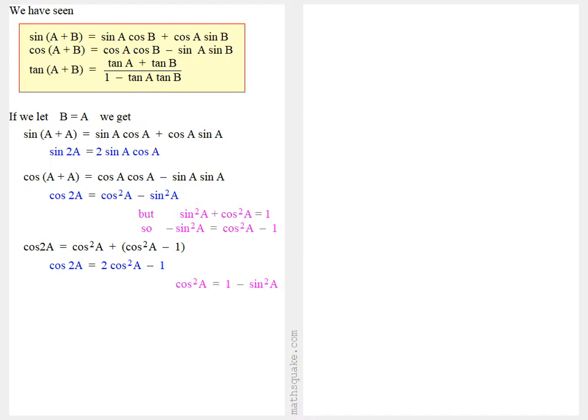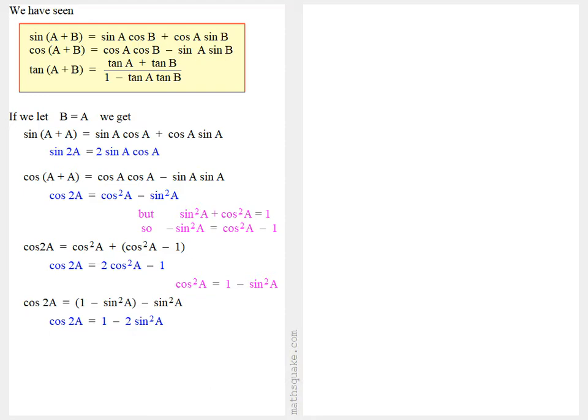But we can also write cos squared a equals 1 minus sine squared a. And when we substitute that into cos 2a equals cos squared a minus sine squared a, we get cos 2a equals 1 minus sine squared a minus sine squared a. Or the cosine of 2a equals 1 minus 2 sine squared a.